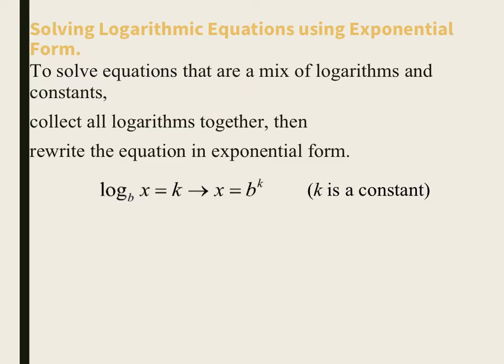So sometimes we have mixed problems where we have logarithms and we have exponentials. To solve equations that are mixed of logarithms and constants, we collect all the logarithms together and then rewrite the equation in exponential form. So for example, if we have log base b of x is equal to k, then we know immediately that x is equal to b raised to the k, where k is a constant.